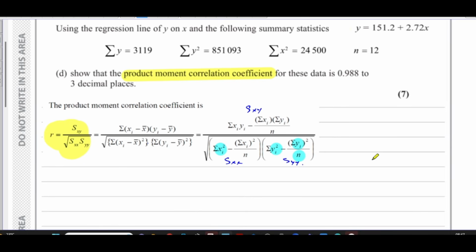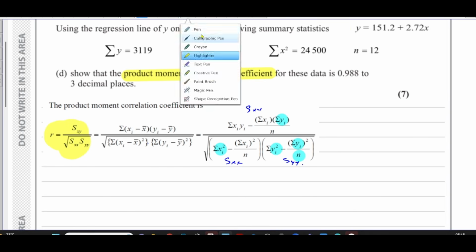All right, so the things that we don't have are SXY: we don't have the sum of X times Y, and we don't have the sum of X. Sorry, we do have the sum of Y. I'm supposed to be highlighting the things that we do have, so the things that are not highlighted are what we don't have. So we need to find the sum of XY and the sum of X. We have the sum of X squared, as I said. So the sum of X we need to find, and we need to find SXY somehow. Let's figure out how we can continue.